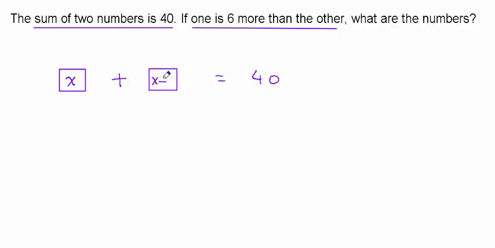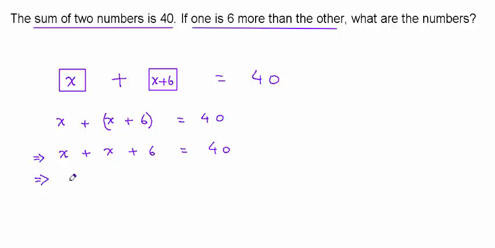that's written as x plus 6. So here we have our equation, x plus 6, this is the first number, this is the second number, is equal to 40. You can open up the parentheses, that's not needed in this case. So we have x plus x plus 6 is equal to 40. x plus x is 2x, and therefore we have 2x plus 6 is equal to 40.